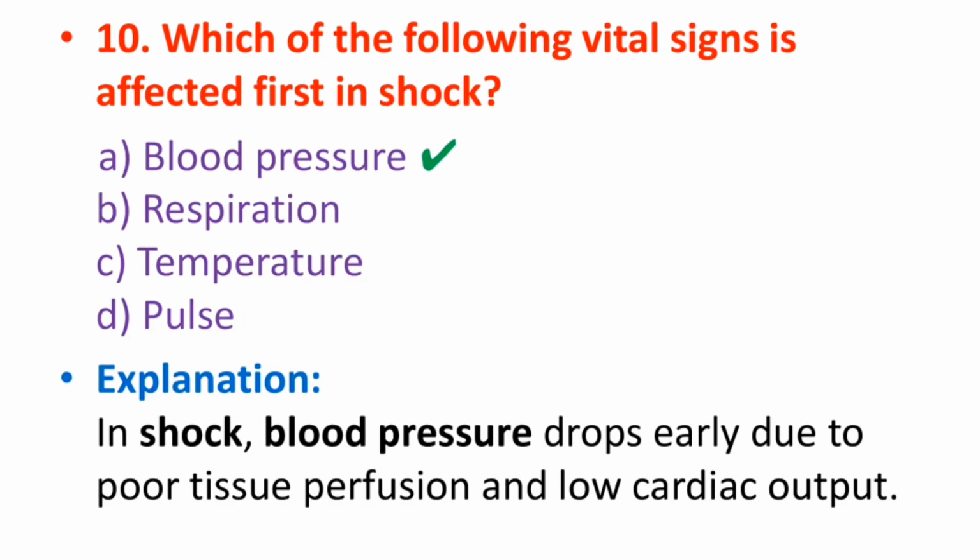Which of the following vital signs is affected first in shock? Option A, blood pressure, option B, respiration, option C, temperature, option D, pulse. The correct answer is option A, blood pressure. In shock, blood pressure drops early due to poor tissue perfusion and low cardiac output. Blood pressure is the first vital sign affected.